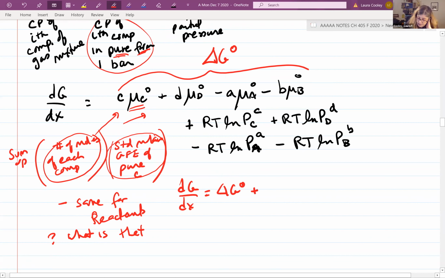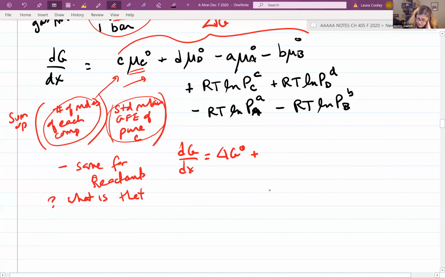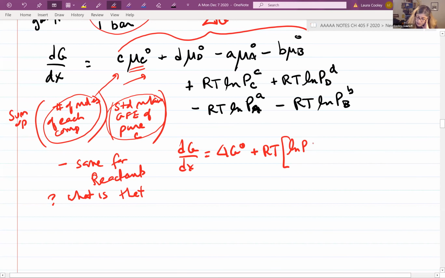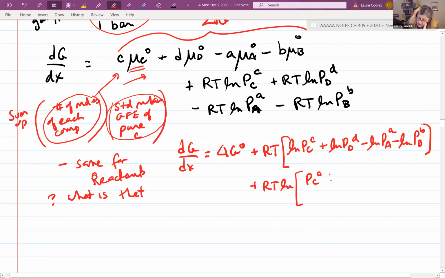Now I have the rest of this, but I can clearly factor out an RT. And then I have log PC to the C plus log PD to the D minus log PA to the A minus log PB to the B. And that is RT log of PC to the C, PD to the D over PA to the A, PB to the B.